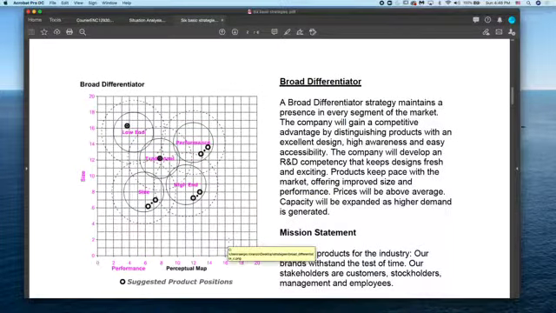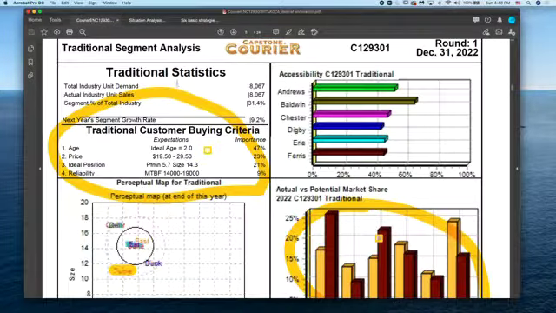And again, strategies evolve, they emerge, so you may end up having to tweak some things as you compete against your rivals in the industry because they're going to be making decisions as well that are going to impact supply and demand for products within each of the segments. Okay, so now let's dive into the Capstone Courier.